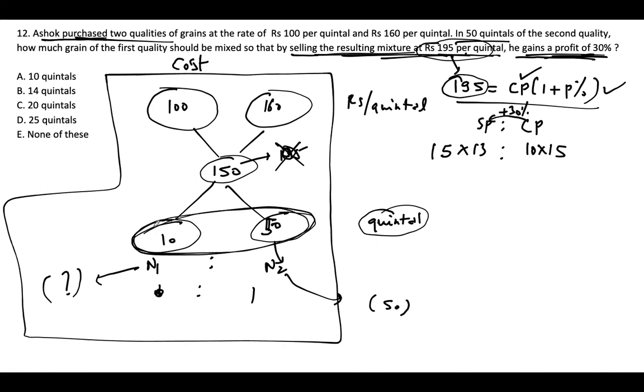Can anyone please tell me why I'll not reduce this ratio? Because 50 quintals is the value of my second quantity. So if this is 50 and this is 10, if this is your actual quantity, then this will also be your actual quantity. So the weight of the first quality should be 10 quintals. Is this clear to everyone? We have solved this type of question in mixtures, but we haven't solved this by alligation.